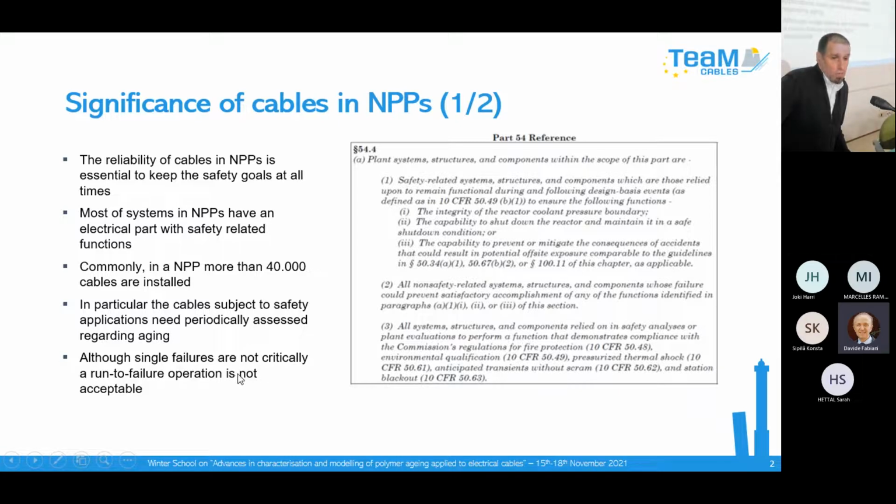Although in plants a single failure is acceptable, it is not acceptable to operate in a run to failure philosophy. This is not acceptable, and therefore you need to perform some evaluations, and you need predictions.